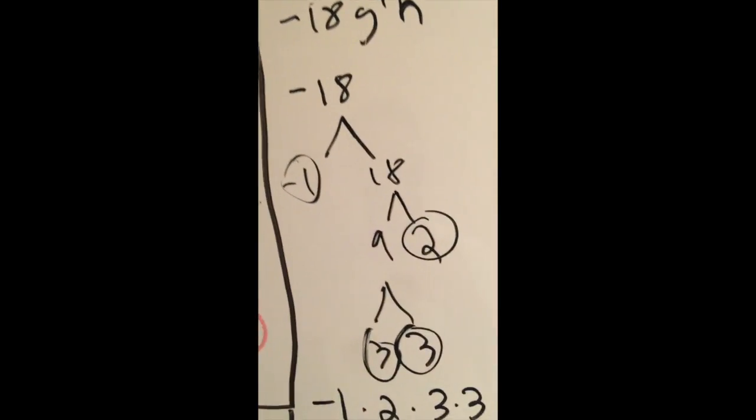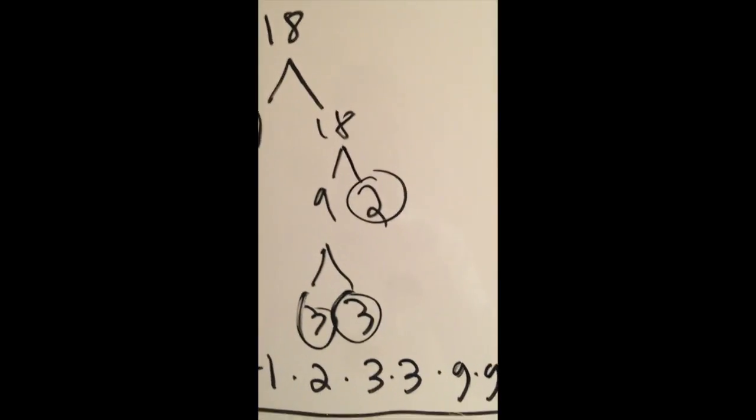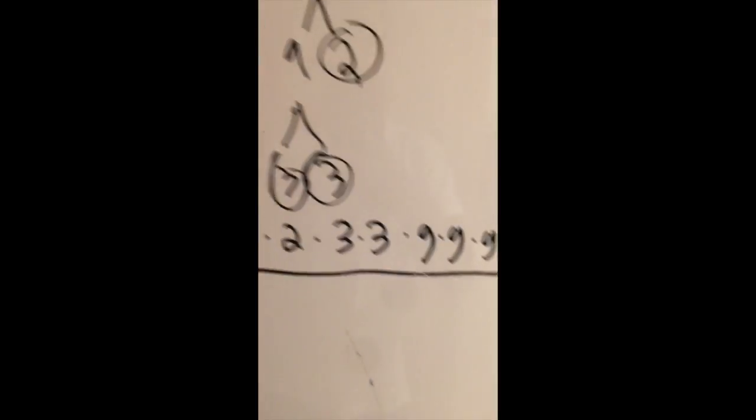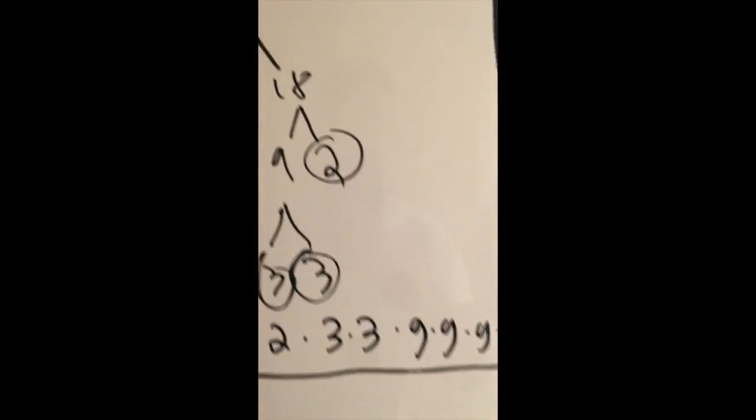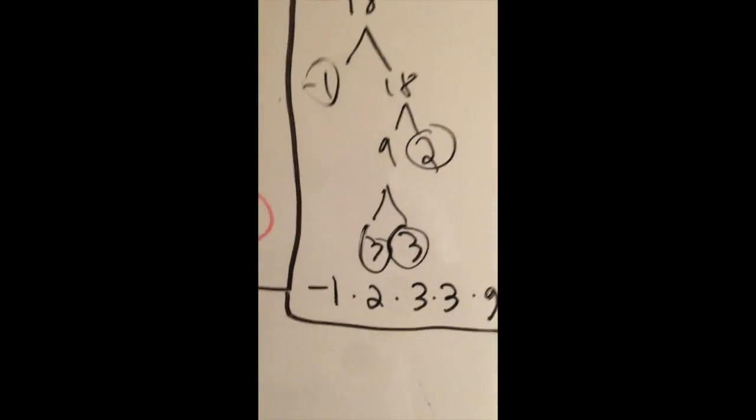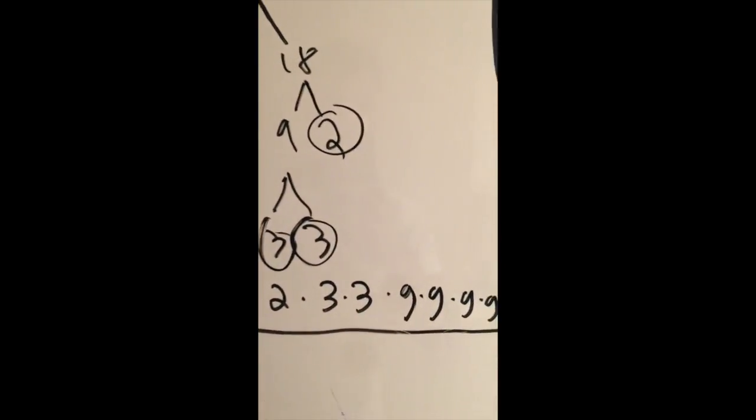Now you could break this up however you want: 9 and 2, 6 and 3. I chose negative 1 and 18. As you can see, 18 goes into 9 and 2. Then 9 goes into 3 and 3. Then you circle the ones that are individuals. So you do negative 1 times 2 times 3 times 3.